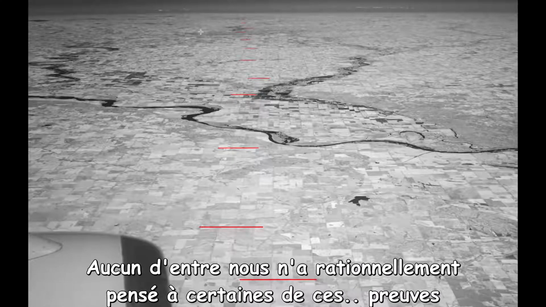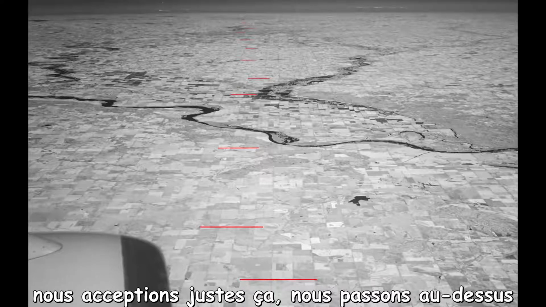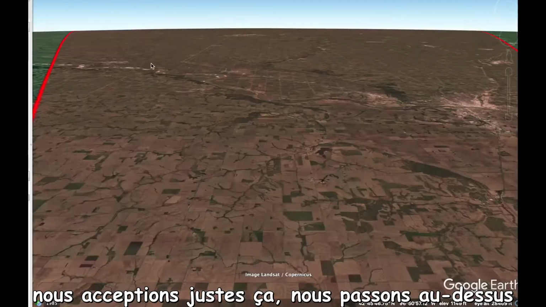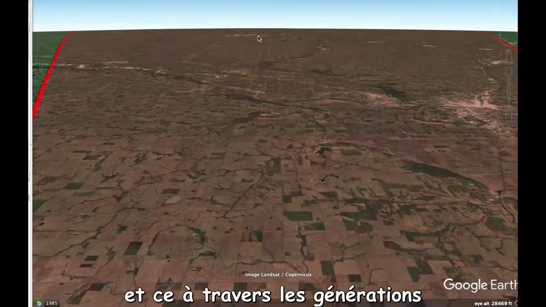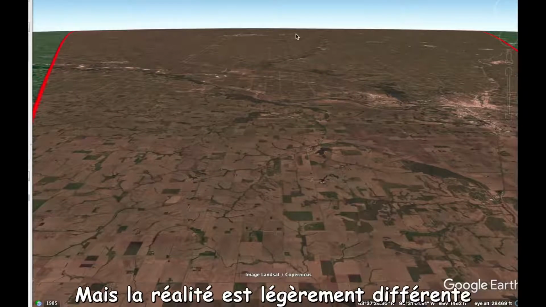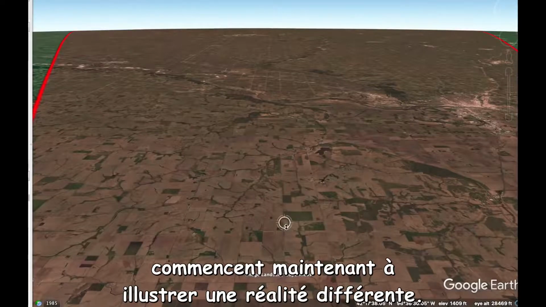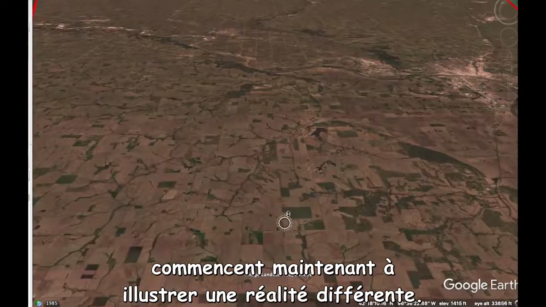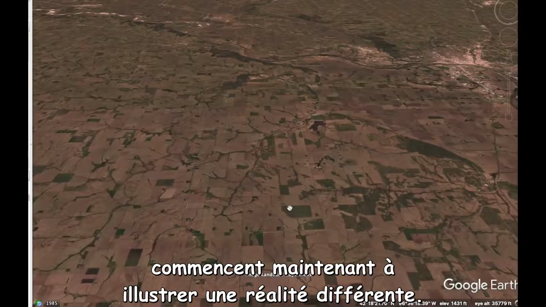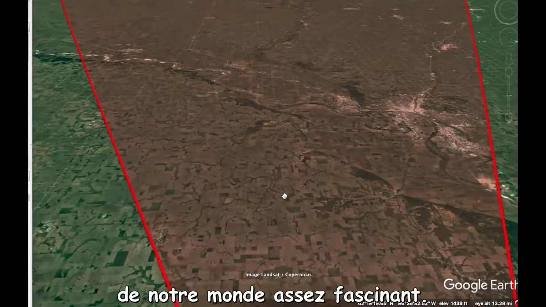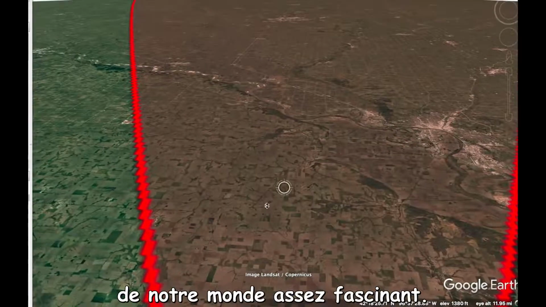I mean, none of us rationally thought about some of these proof that we live on a globe. We just accept it, you know, it just passed down through generations. But reality is a little bit different, and our technological gadgets and sensors now are beginning to illustrate a different reality of our world. Quite fascinating.